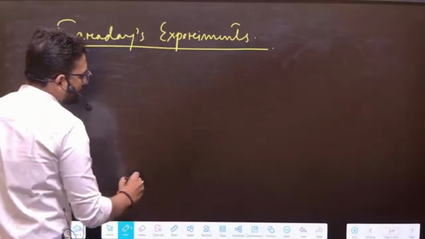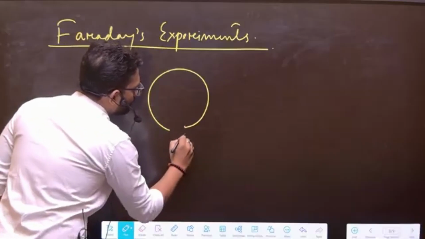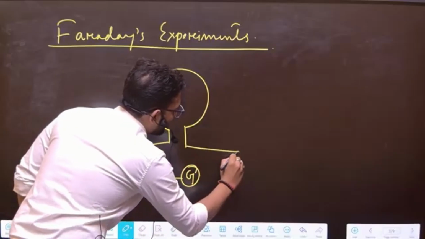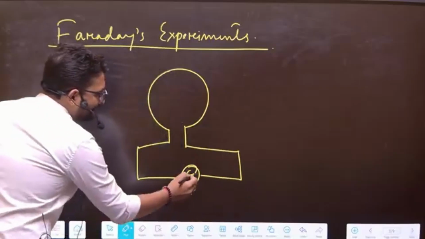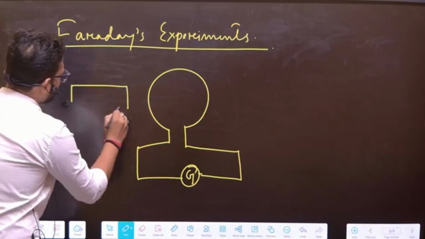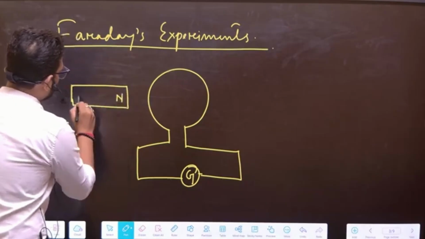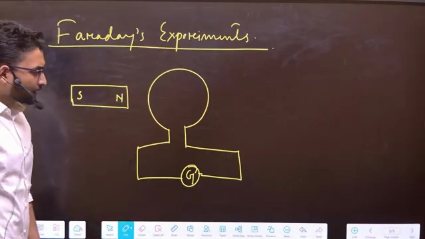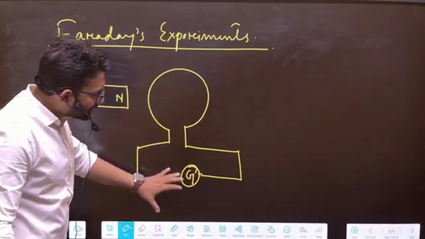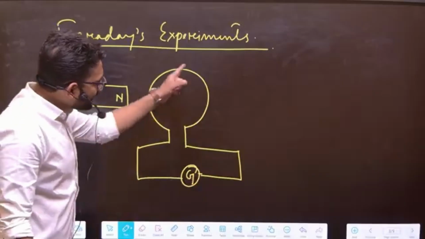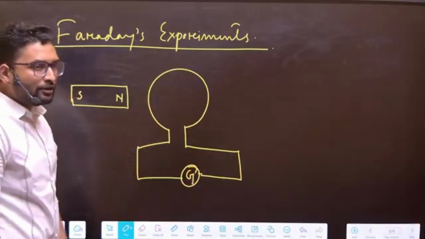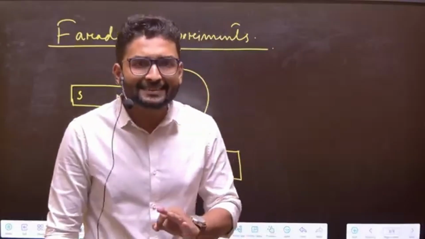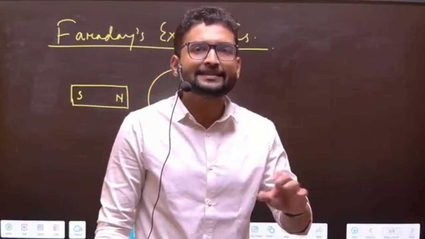Now, in Faraday's experiment, there is this loop. It is connected to a galvanometer, and there is a magnet near it. So it is North Pole and it is South Pole. Now observe here, there is not a single battery or cell connected in this circuit, only a circular coil connected to a galvanometer. What does a galvanometer do? It basically detects and gives you the direction of current in a circuit.